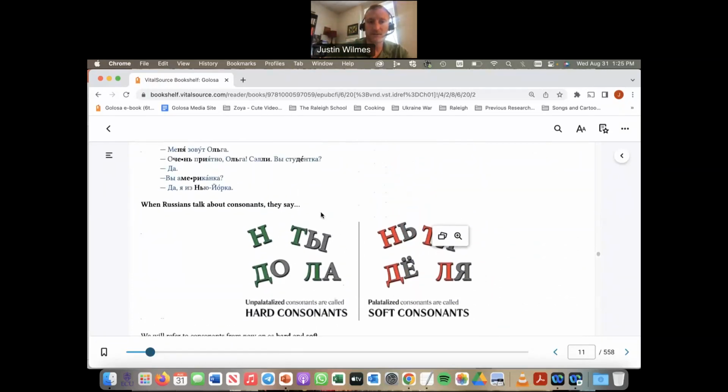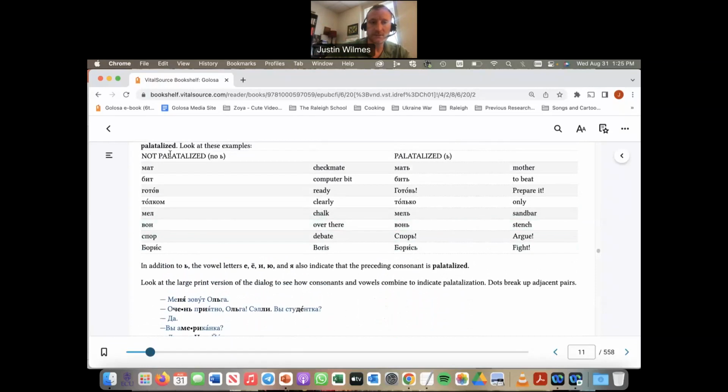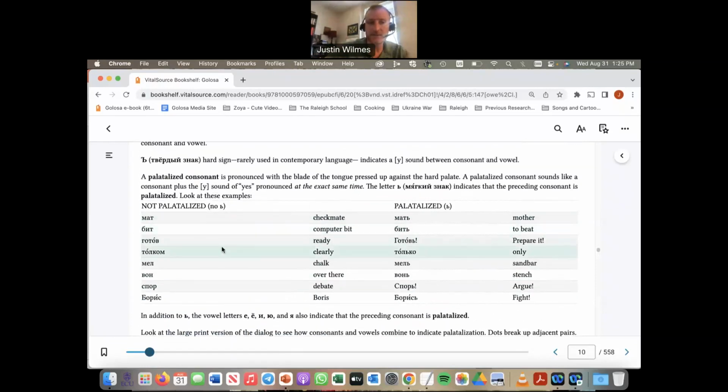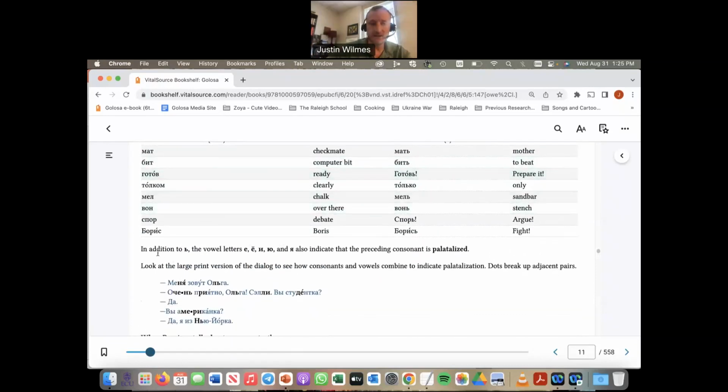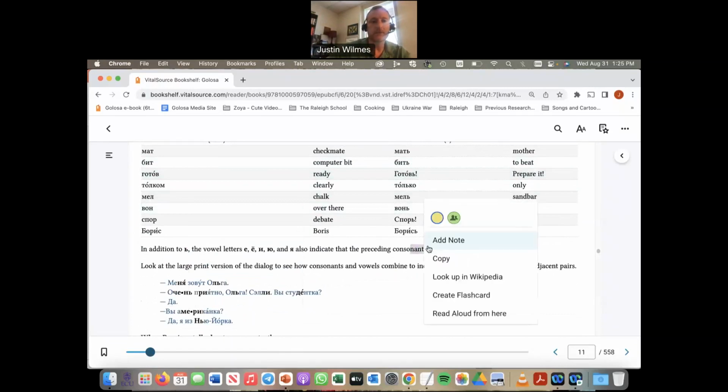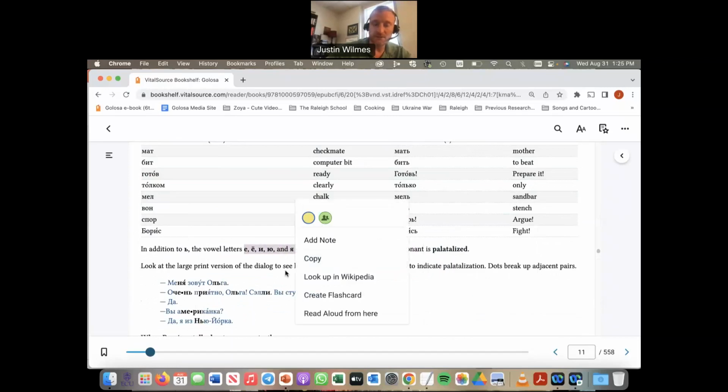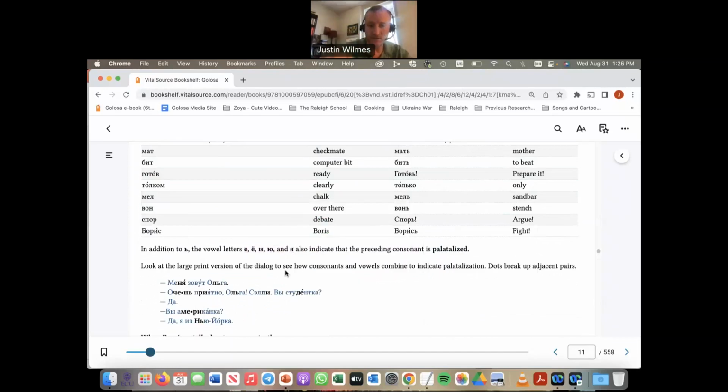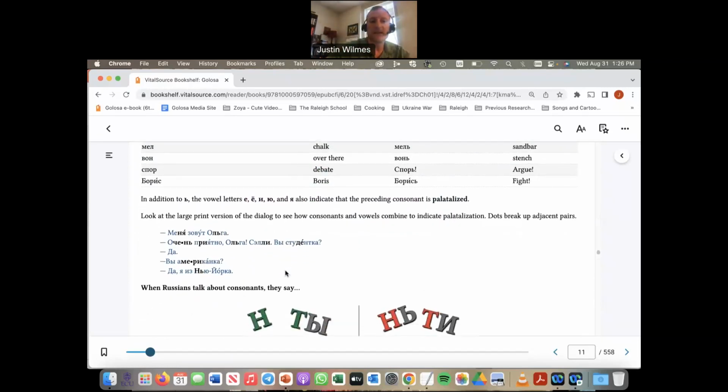So not only does the soft sign do this, actually, the soft sign is the easiest thing to talk about, because it's a soft sign, so obviously it makes things soft, right? But in addition to the soft sign, the vowels ye, yo, i, yu, and ya also indicate that the preceding consonant is palatalized. These soft vowels have a ye sound in them, it's almost like a y that's inserted. They make consonants that precede them softer.